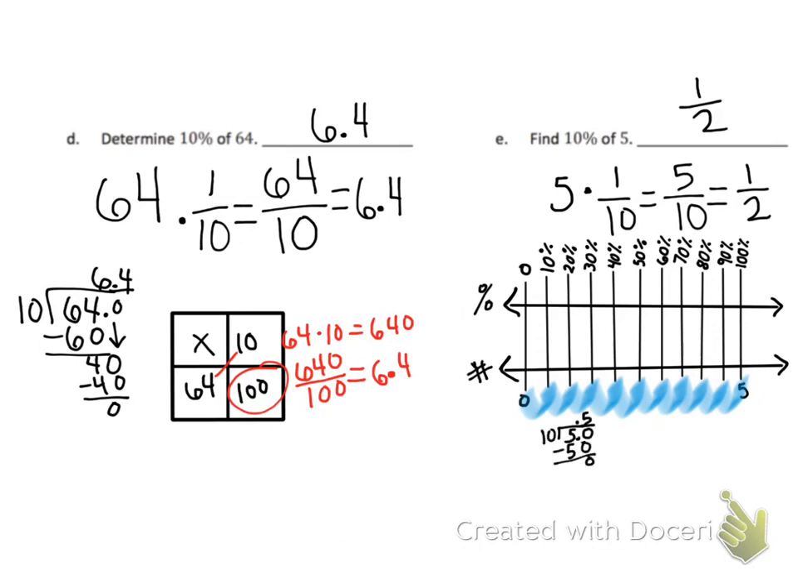So 5 divided by 10 gives me 0.5, right? 0.5, which is the same as 1/2. So you can write it on your number line as a decimal or a fraction, right? Because 0.5 or 5/10 is the same as 1/2. I'm just going to go ahead and increase by decimals. And if you notice, it does go all the way to 5. And you can clearly see that 10% equals 1/2.